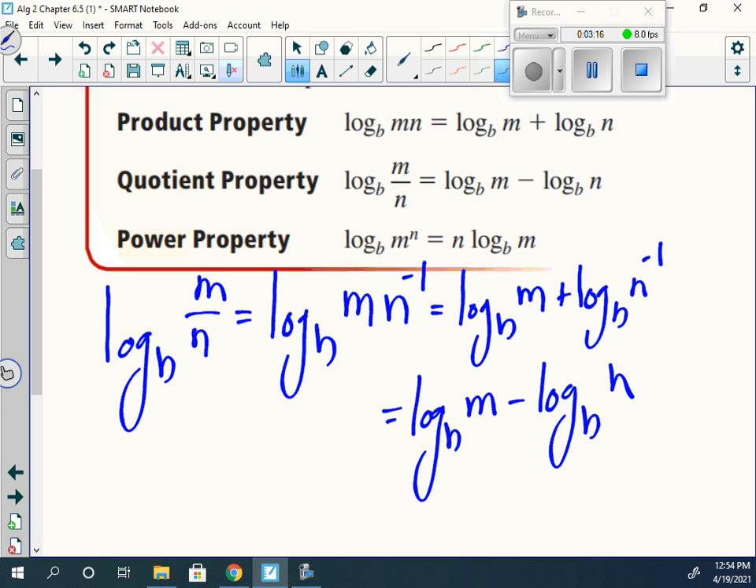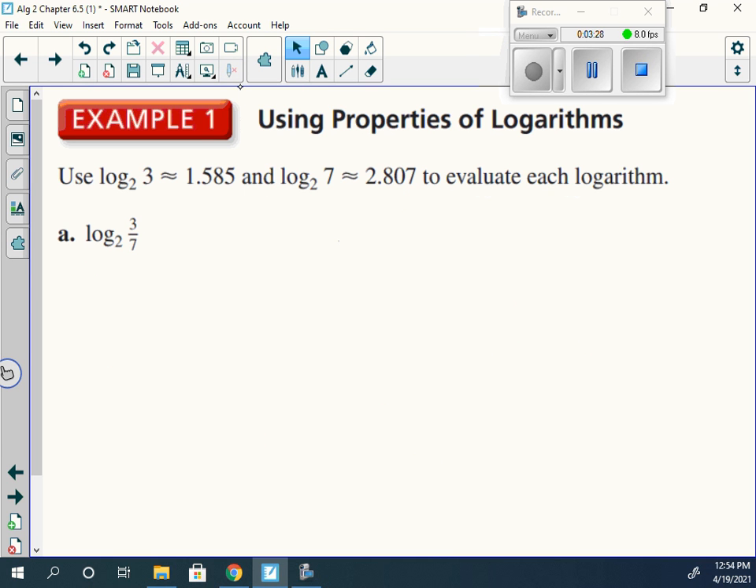it turns it from addition to subtraction. So really these three properties, from the first one, our product property, we can get the power property. And from our product and power, we can get the quotient. And what we're going to be doing today is using these properties together and seeing how they work.